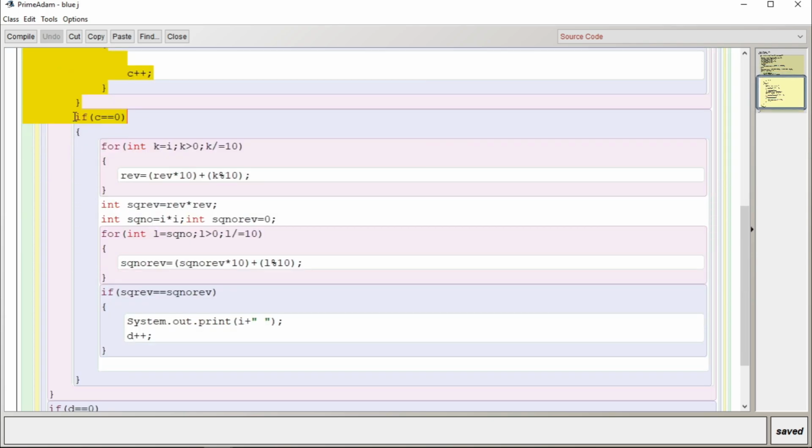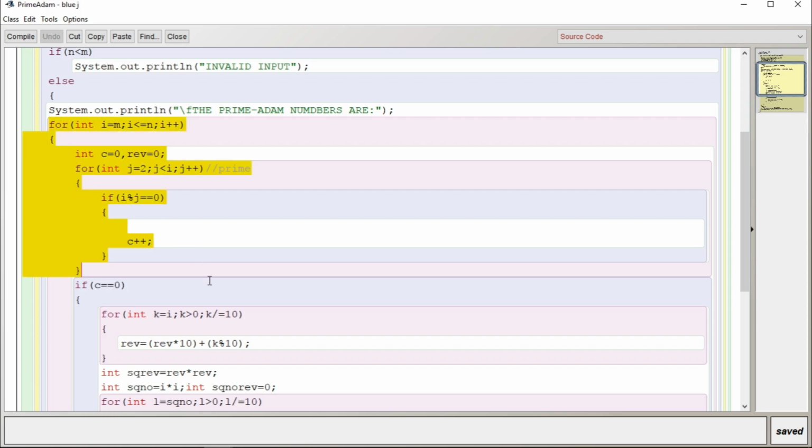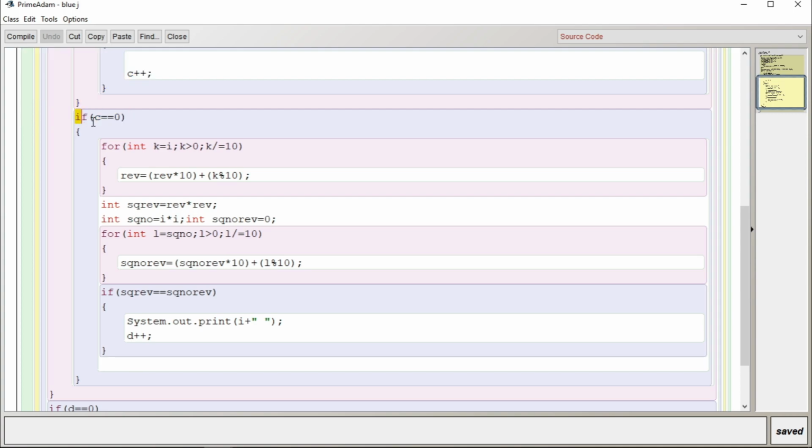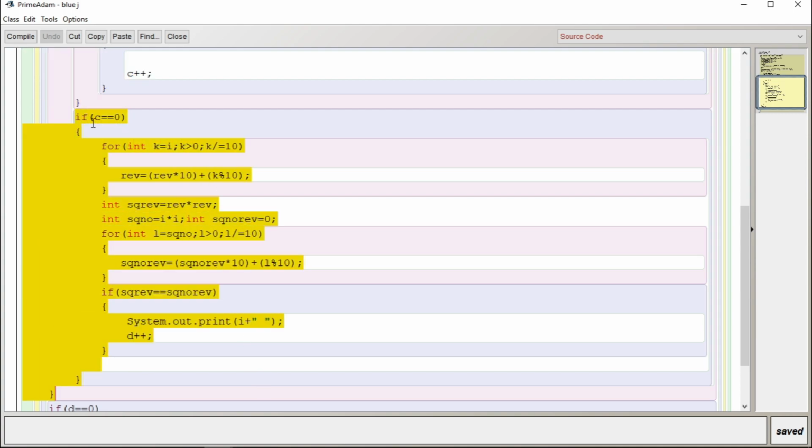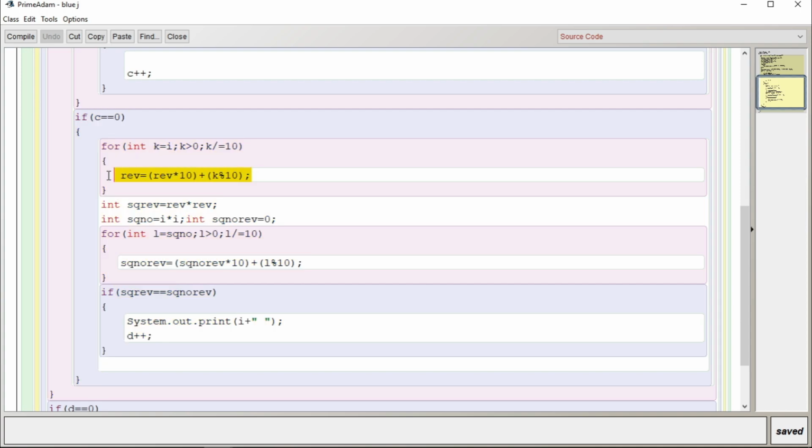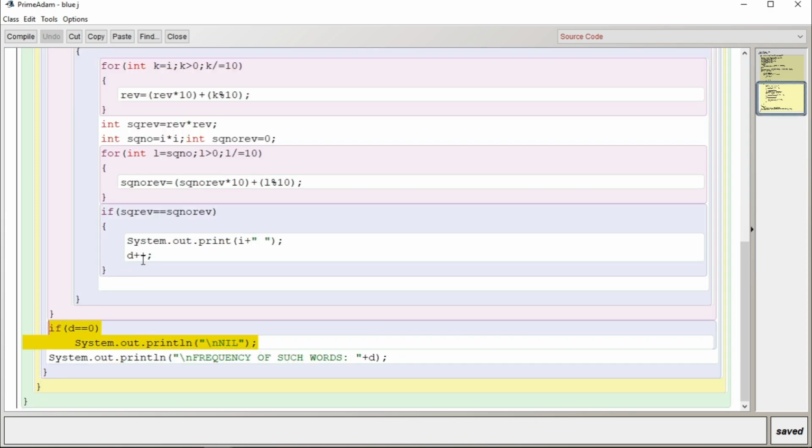a for loop for executing each number. Then we check the prime: if i is equal to j, and then we get to the reverse, checking the Adam number, finding the reverse. This is the statement for finding the reverse, then the square of the reverse, then the square of the number and then its reverse. If it's equal, we display the number and add d. If d is equal to 0, then invalid input.